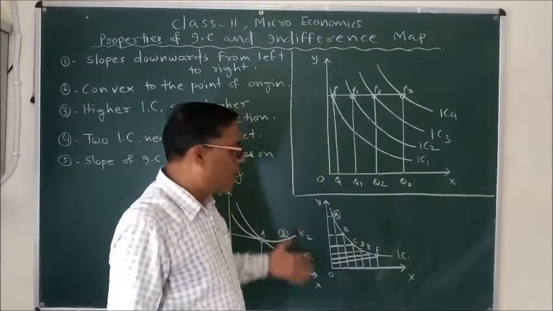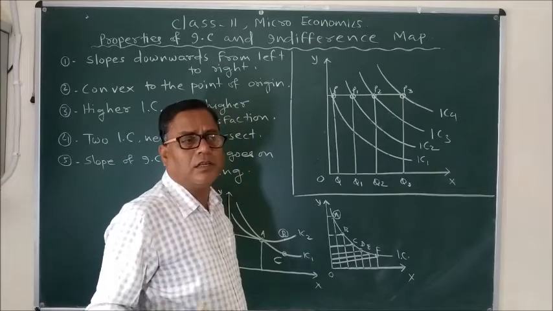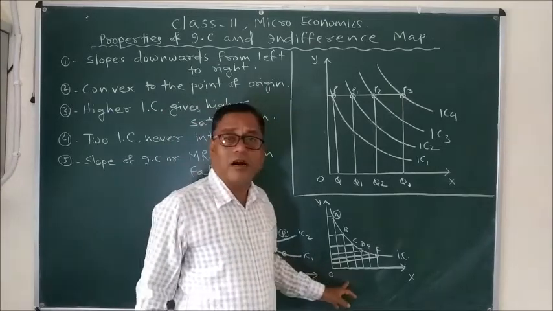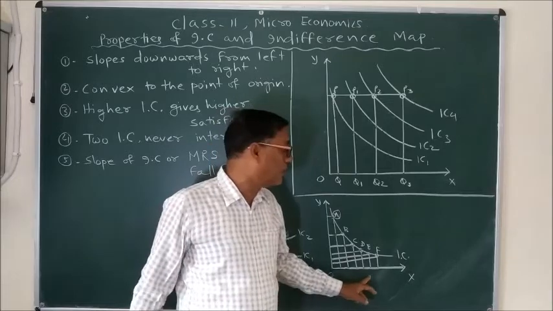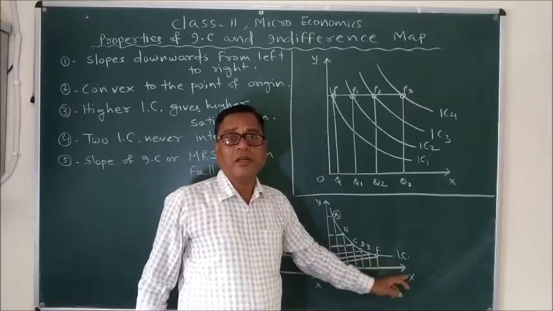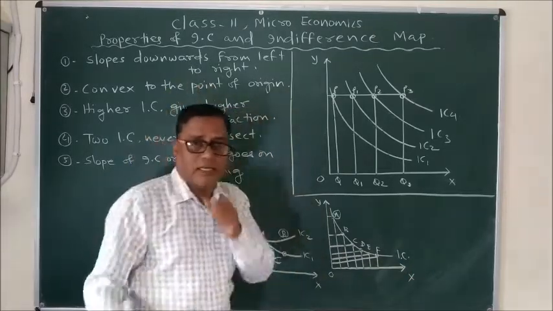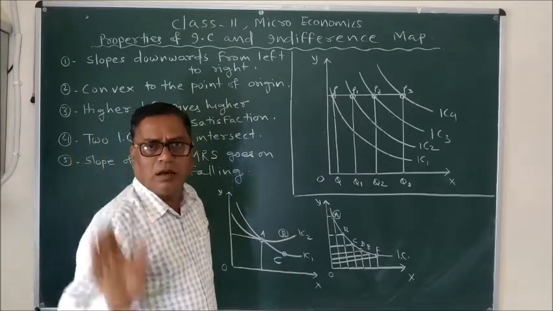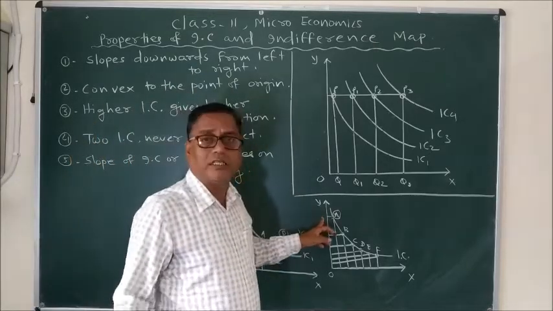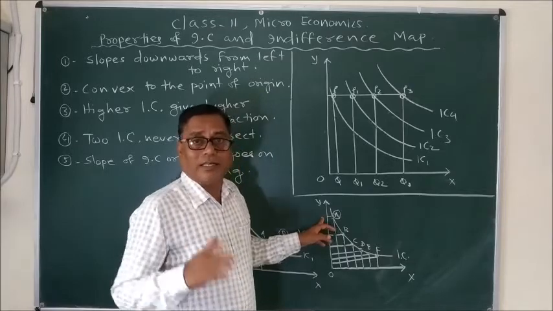It means that the stock, the amount of X in the hand of our consumer, is going on increasing and increasing. The MU he is deriving from X is falling, and the MU he is deriving from the remaining Y is rising.